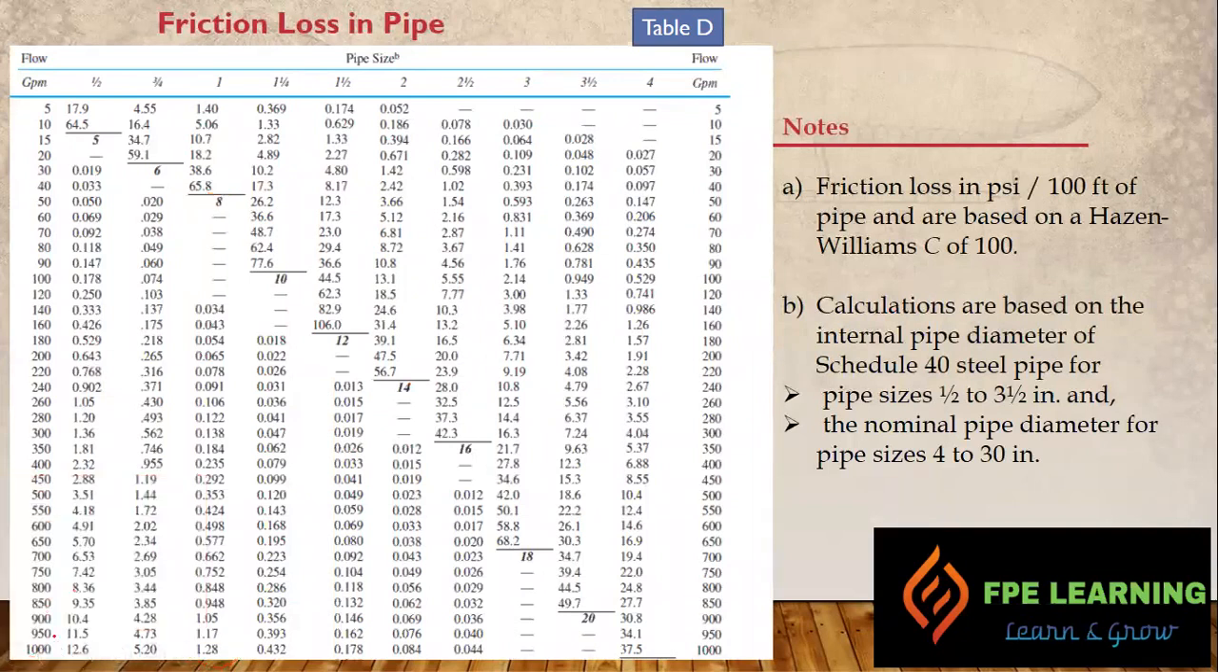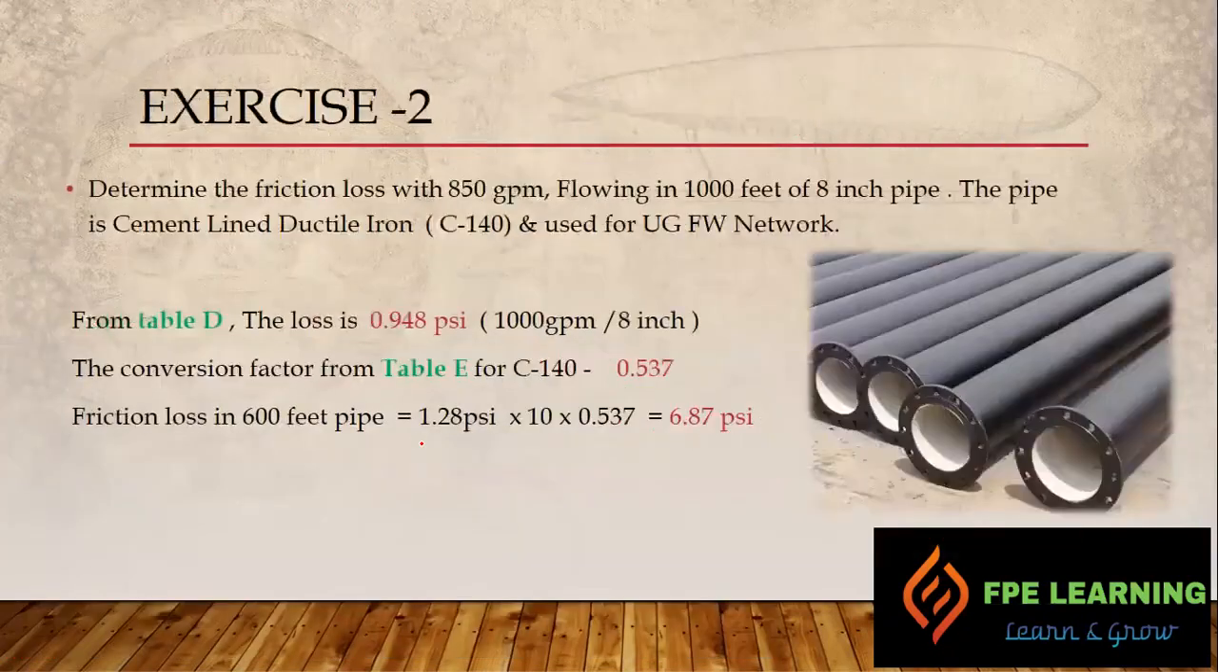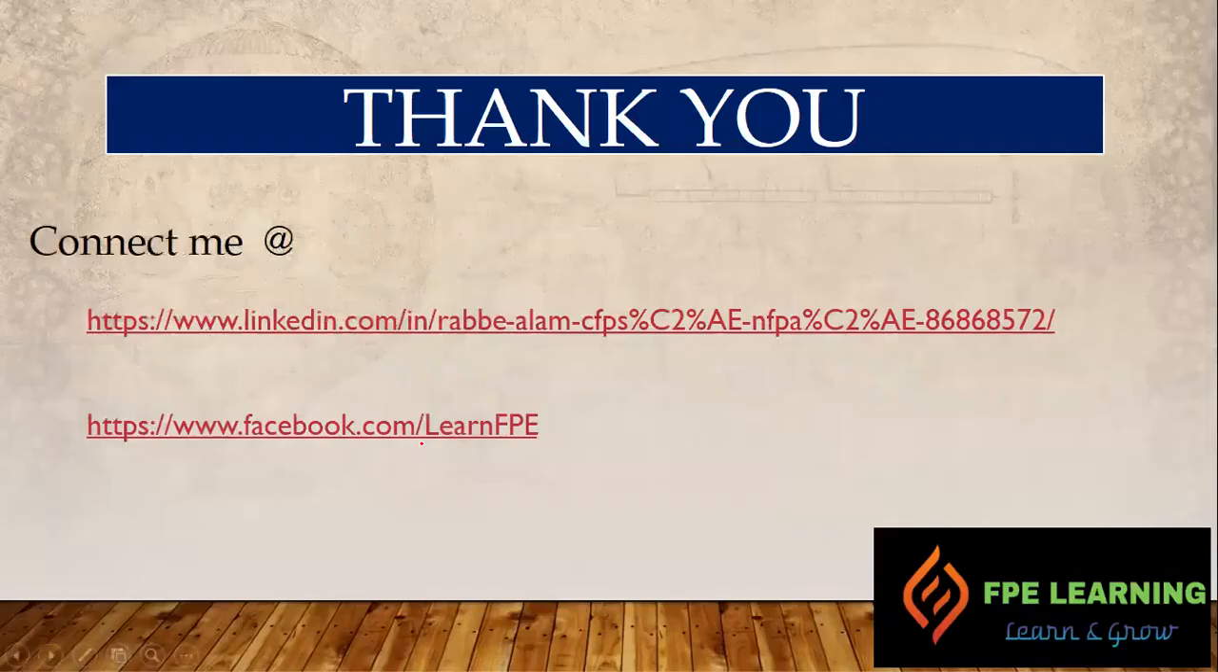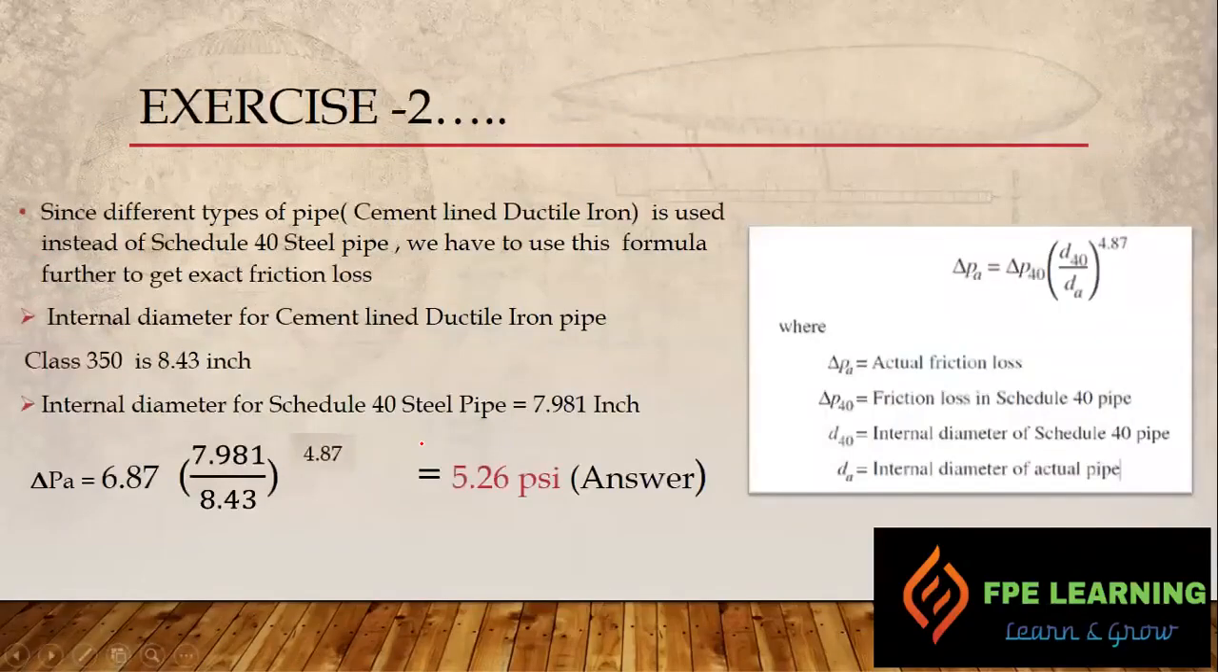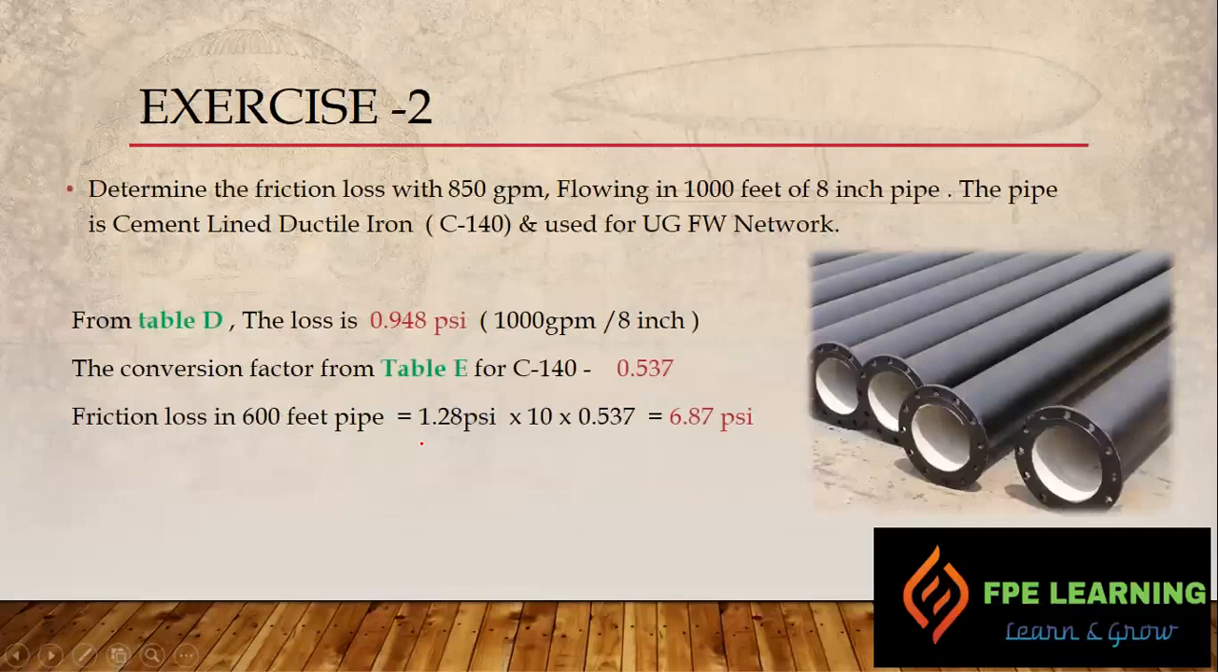Okay, we have 1000 GPM in 8-inch pipe. The value is 1.28. Sorry, it was not 1000, it is 850, I think. So 850 into 8-inch pipe. Let's go to the question to see exactly what the value of the flow is. Okay, it is 850 GPM into 8-inch pipe, right?